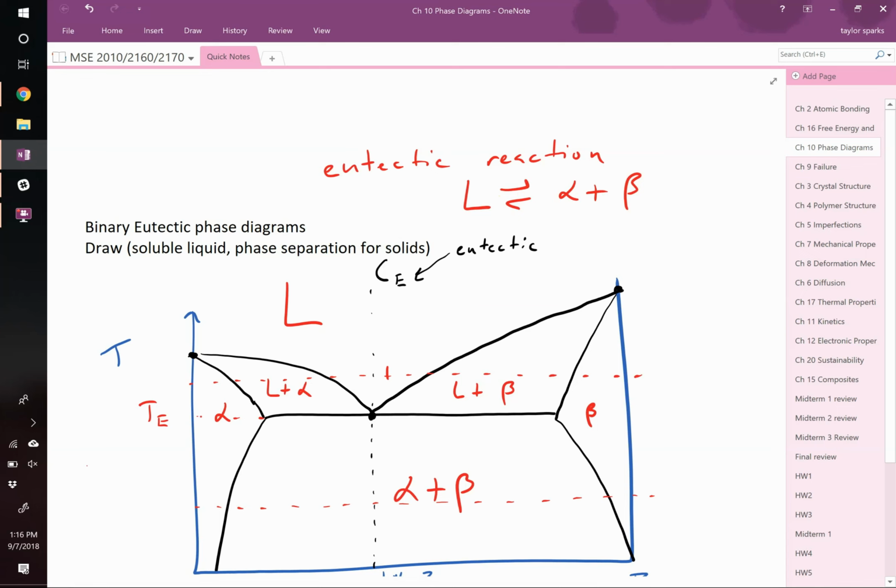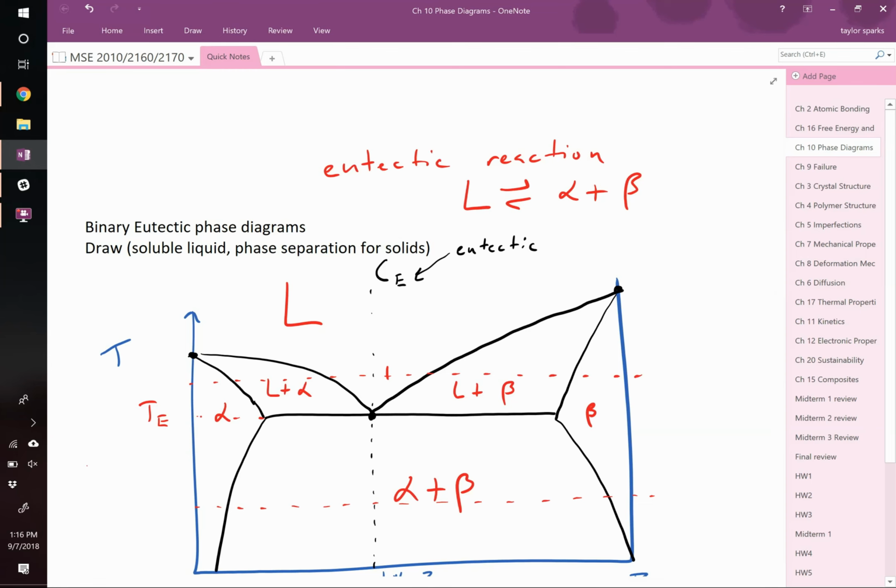Now, kinetics might slow that down, right? But we're talking about equilibrium right now, assuming it reaches equilibrium. All of a sudden, we went from pure liquid to two different solids. That is called the eutectic reaction, okay? And what's cool about this is that this happens all the way along this flat line. But only at one point does it go from pure liquid to two different solids, only right here.